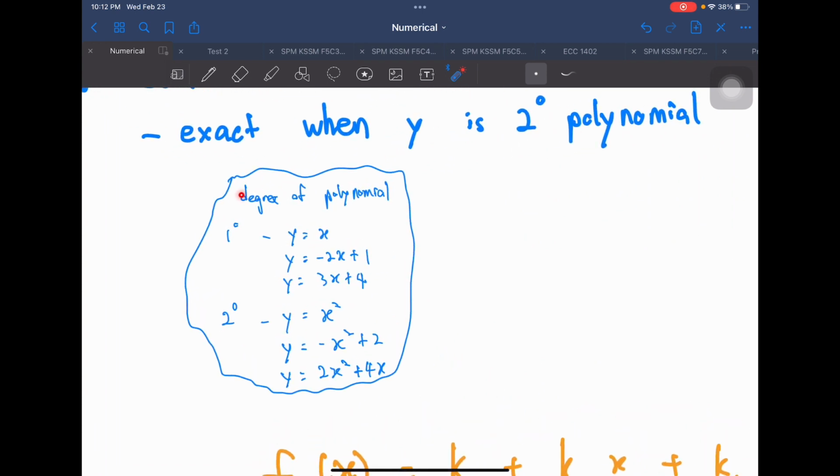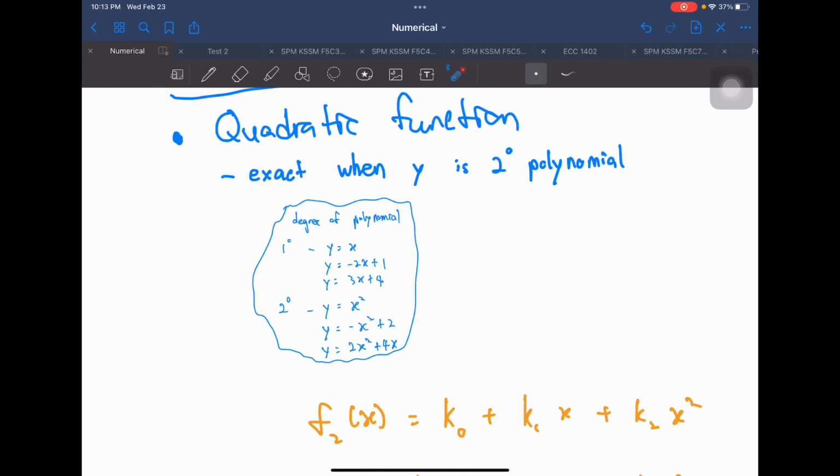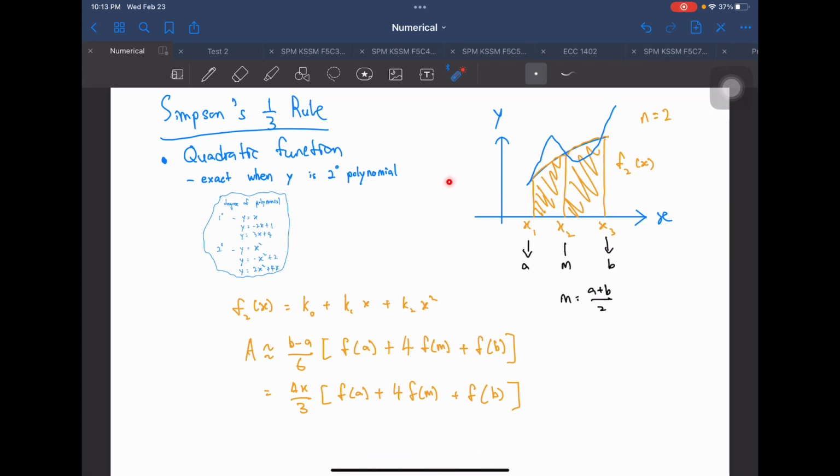If I say y is a first-degree polynomial, or 1-degree polynomial, it means that the maximum index of x in y is 1. You can see that for all the x here, the maximum is index 1. If I say it is a second-degree polynomial, it means that the maximum index of x is 2. So this is exact when x is in the power of 2 maximum.